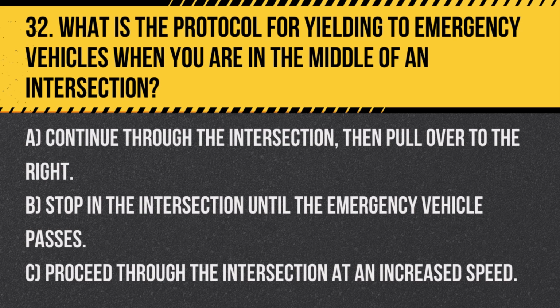Question 32. What is the protocol for yielding to emergency vehicles when you are in the middle of an intersection? A. Continue through the intersection, then pull over to the right. B. Stop in the intersection until the emergency vehicle passes. C. Proceed through the intersection at an increased speed. Answer A. Continue through the intersection, then pull over to the right. This minimizes obstruction to emergency vehicles.